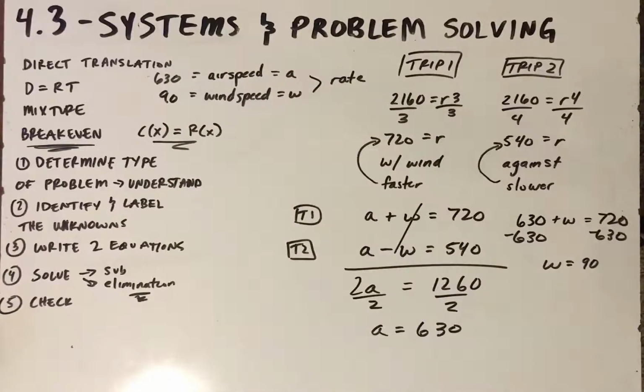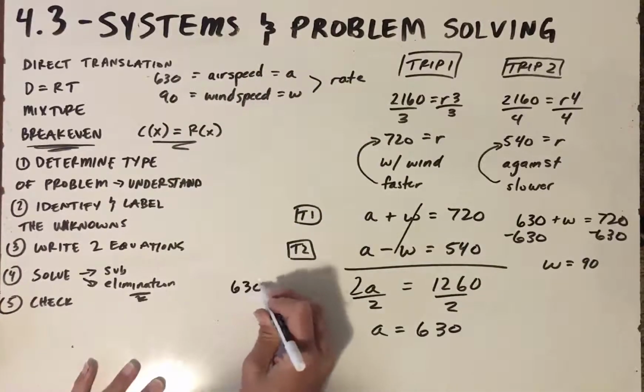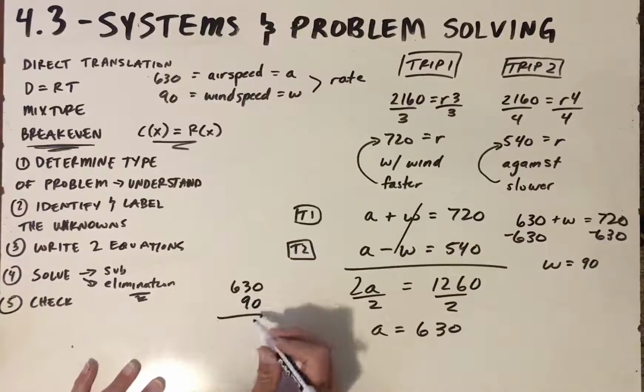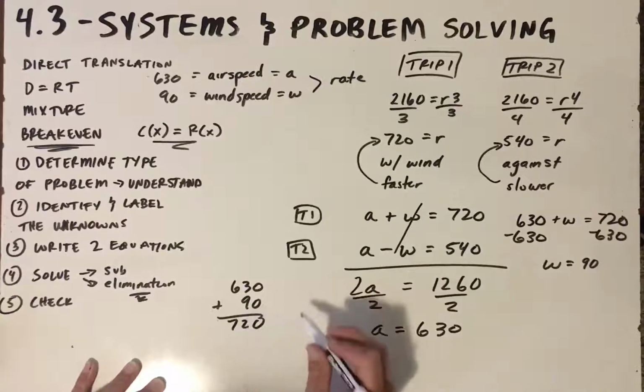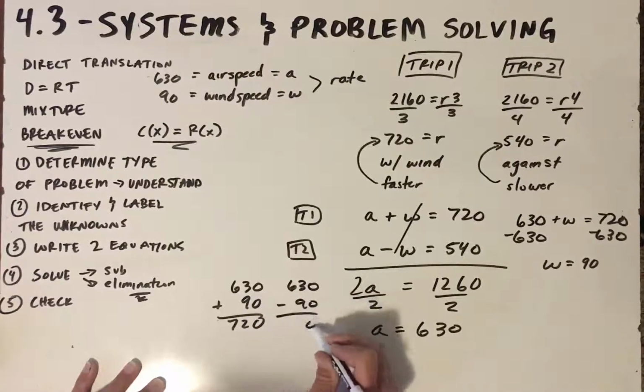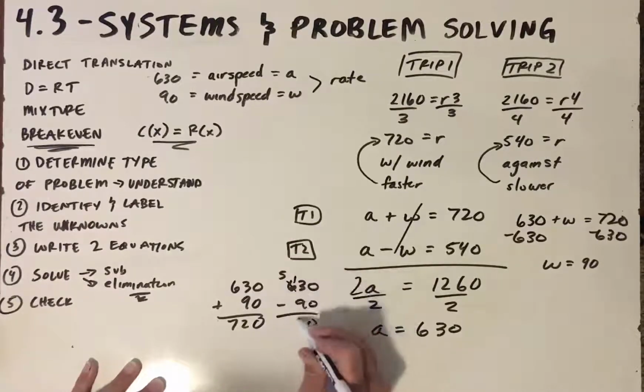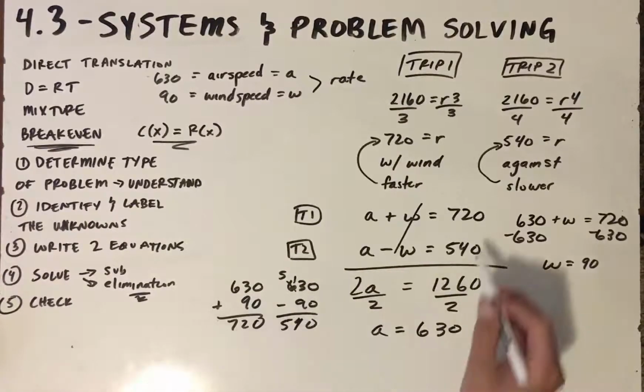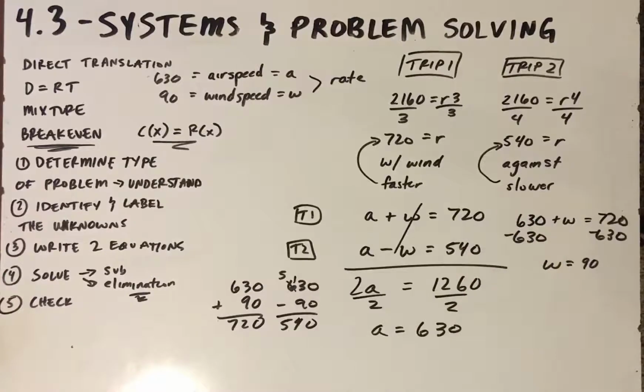Okay, so let's see if this makes sense. If I'm going 630 and the wind's going with me, then I'm going 720. If I'm going 630 and the wind is going against me, then I am going 540, and that is exactly the case here. So this is how I would recommend doing the distance equals rate times time problems.